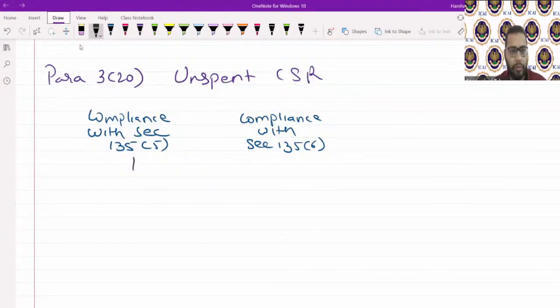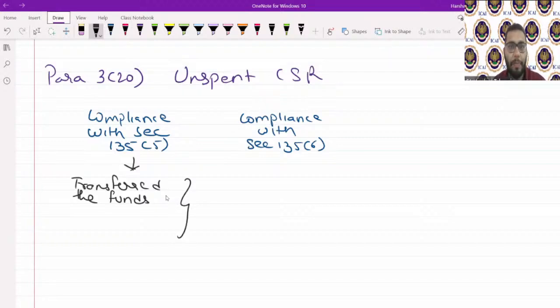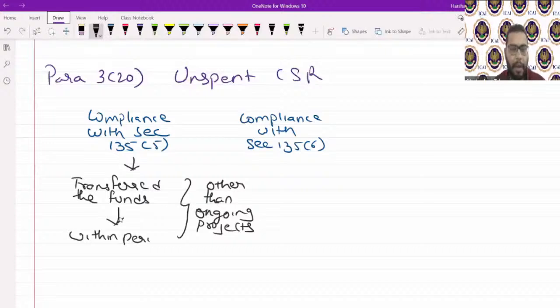So whether the company has transferred the funds, this will be in respect of other than ongoing projects, within a period of 6 months from the expiry of the financial year, or you can say from the end of the financial year. Yes or no. This will be for other than ongoing projects.